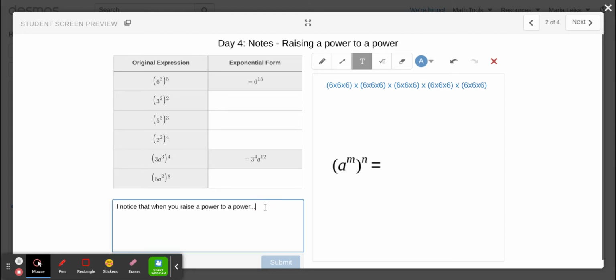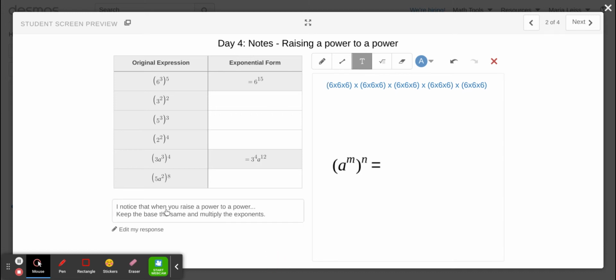When you raise a power to a power, did our base change? Base was 6. Final exponential form, 6. Nope. So we would keep the base the same. And then what did we do to the exponents? How did we go from an exponent of 3 raised to a 5th power all the way to 15? Yep, 3 times 5 is 15. Good job. I knew you were smart. So multiply the exponents. That's it. That's your rule. Power to a power looks harder than it is.